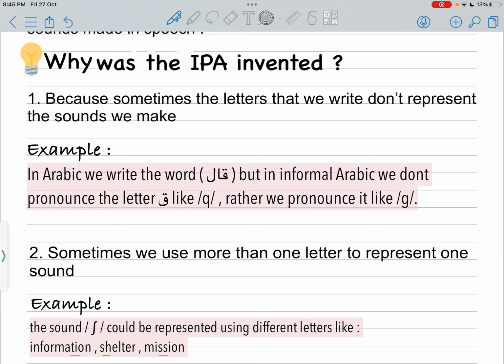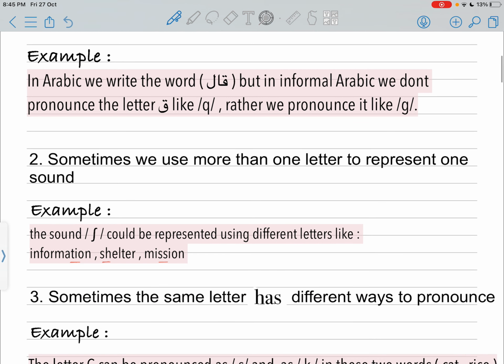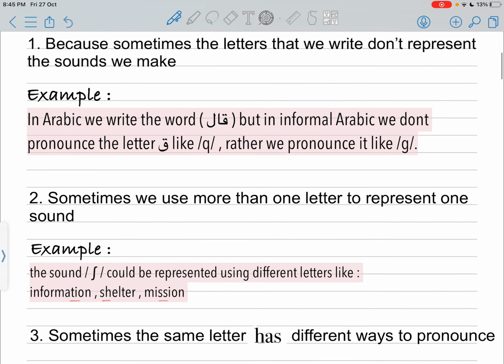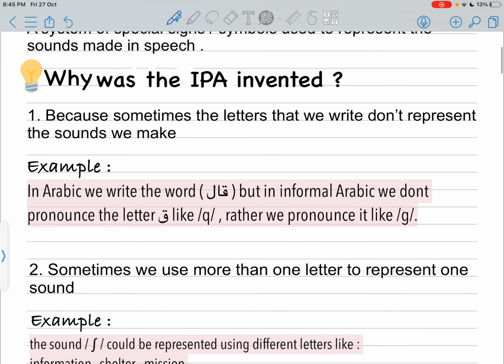The first problem is because sometimes the letters that we write don't represent the sounds that we make, and the second problem is sometimes we use more than one letter to represent one sound, and the third problem is sometimes the same letter has different ways to pronounce. Let's explain it. The first problem is because sometimes the letters that we write don't represent the sounds we make.